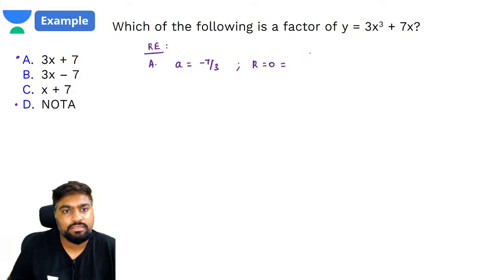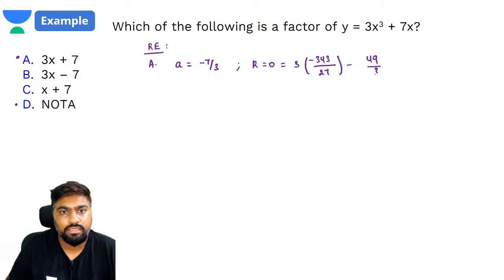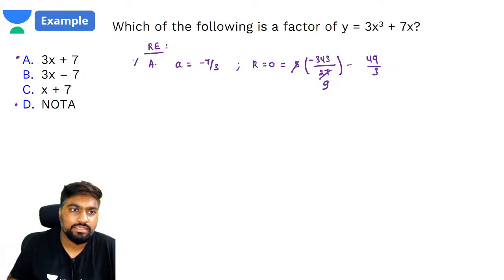So is 3 into minus 343 by 27 minus 49 by 3 equal to 0? Will this be equal to 0? Definitely not. Yes, this lacks a 3, this lacks a 7, not. So A is not a factor.